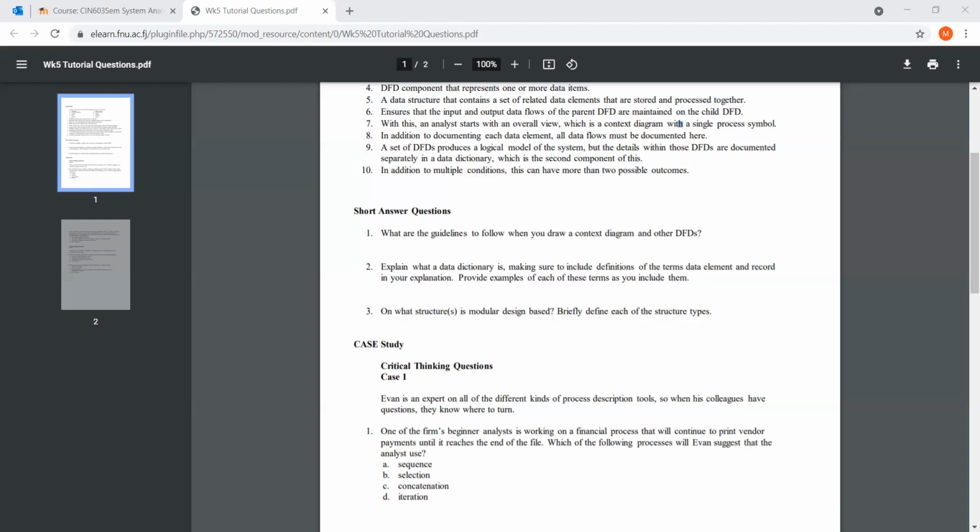Three logical structures. Put down a colon, move on to the next line and write down one: sequence. That's your very first logical structure, sequence. Put down a dash or a hyphen, and let's describe this. The completion of steps in sequential order.